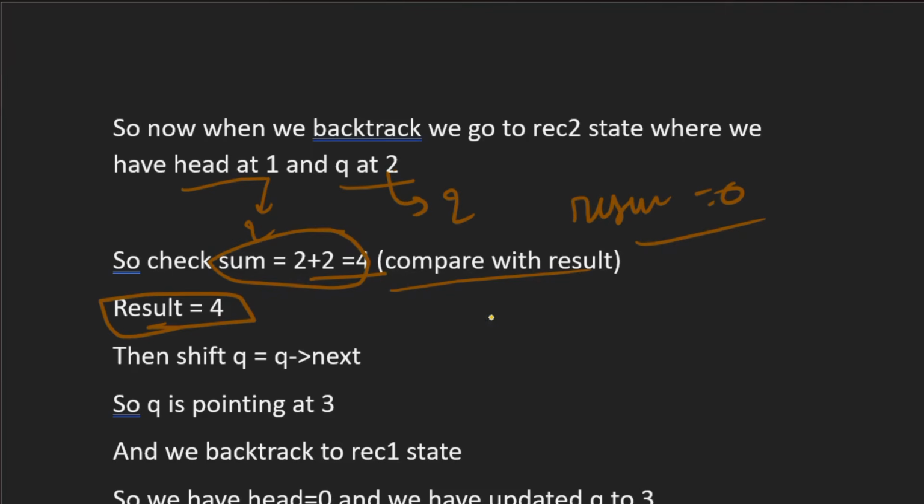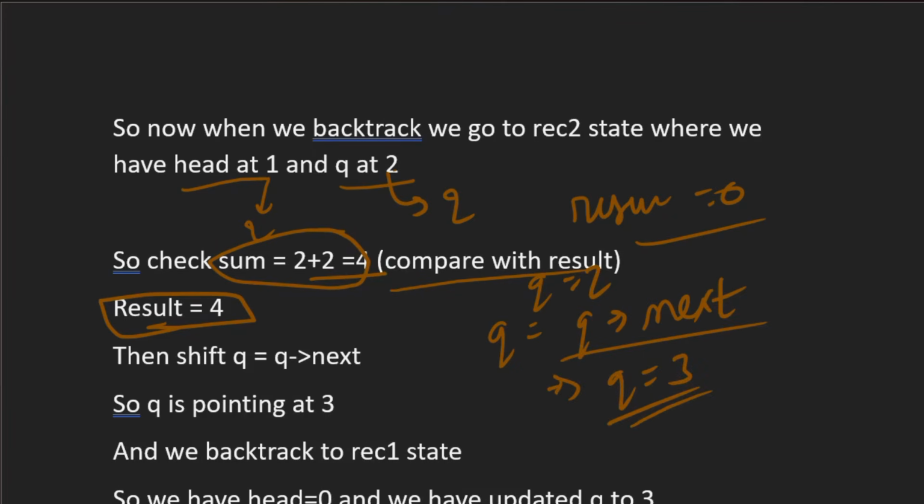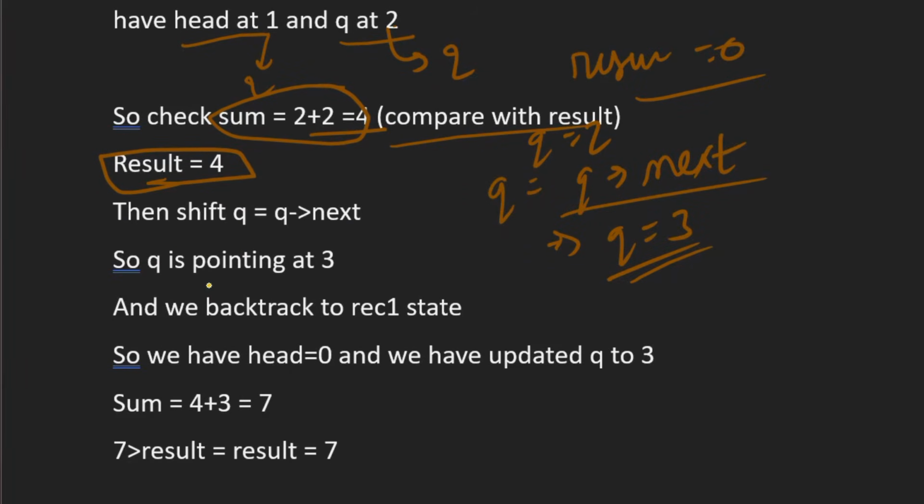Next, we shift q is equal to q arrow next. Earlier our q was at 2, so when we shift to q arrow next, our q will become 3. Now our q pointer is pointing at 3, right? Q is pointing at 3, and then we backtrack to recursive state 1.